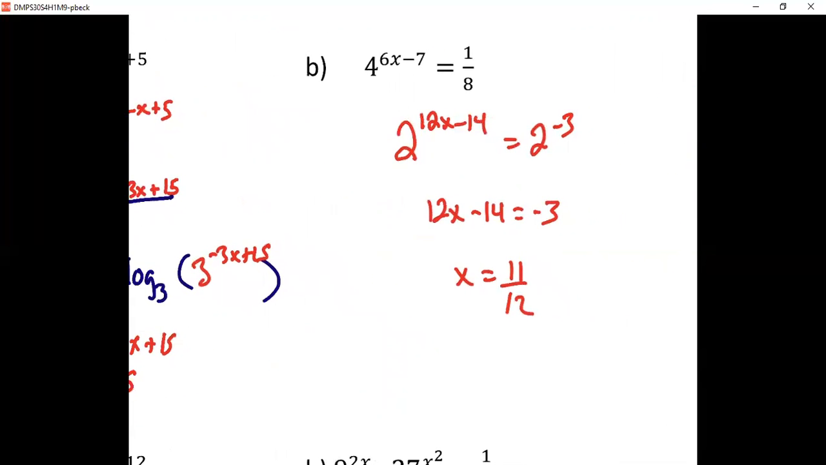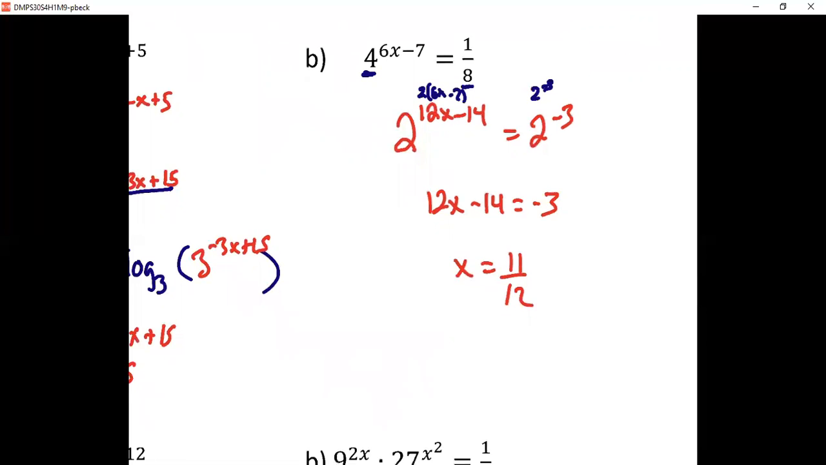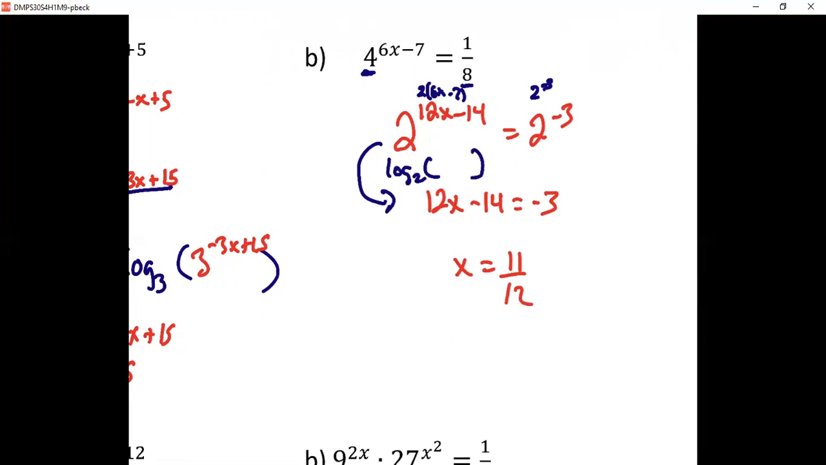This one, once again, we have to find a common base between 4 and 8. That common base is 2. So if you see that I already multiplied this, this is 2 squared. So 2 to the 2 times 6x minus 7. That, I promise you, does say 6x. Doesn't really look like it, though. And then this is 2 to the negative third. So that one's pretty straightforward. And then how do we get from this step to this step? We will take log base 2 of both sides.